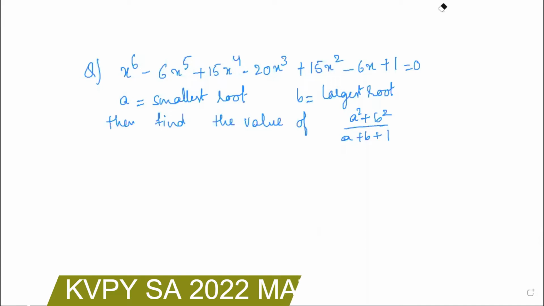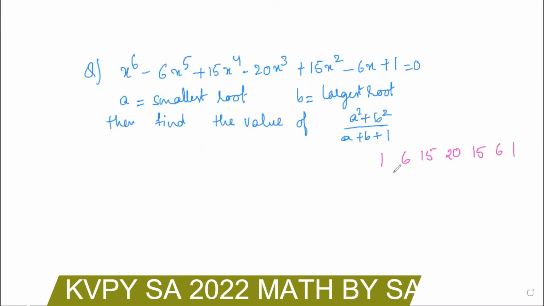So basically this equation is a 6th-degree equation and it has 6 roots. When I looked at the coefficients 1, 6, 15, 20, 15, 6 and 1, irrespective of the signs, these coefficients are the same, equidistant from the beginning and from the end. So this makes me recall Pascal's triangle.